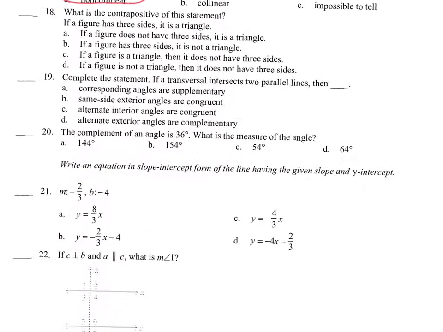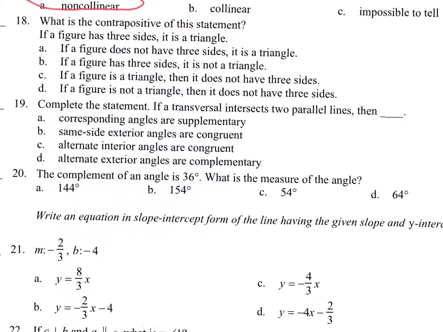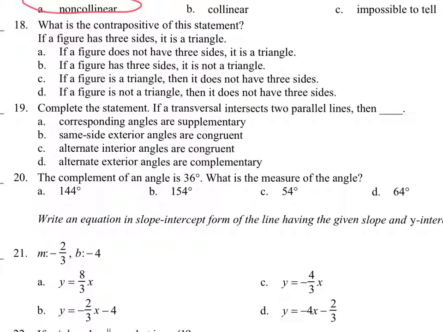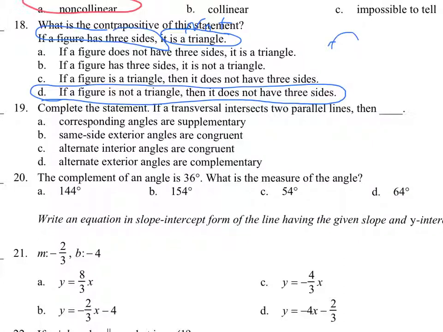Okay, what's the contrapositive of this statement? Now, if it's the contrapositive, remember, we flip the statements and we write the negation. So this right here is going to come last, and this is going to be first. So we're going to say if a figure is not a triangle, then it does not have 3 sides. So we've flipped them, and we come up with the negation of each. We're going to add the not to both terms. So D is my answer.